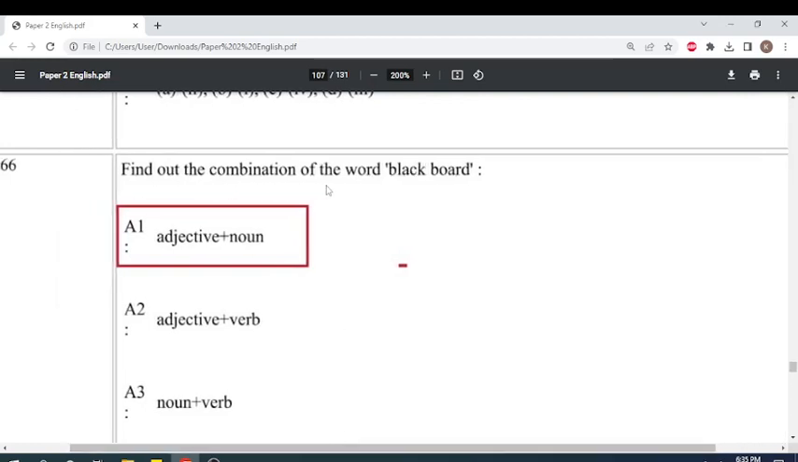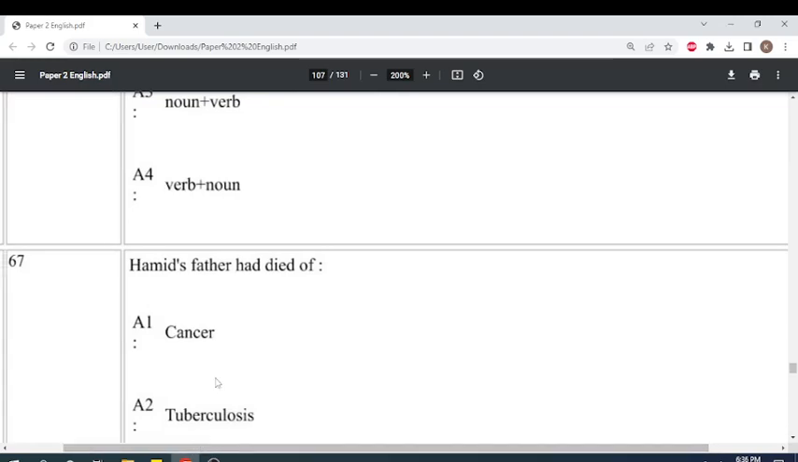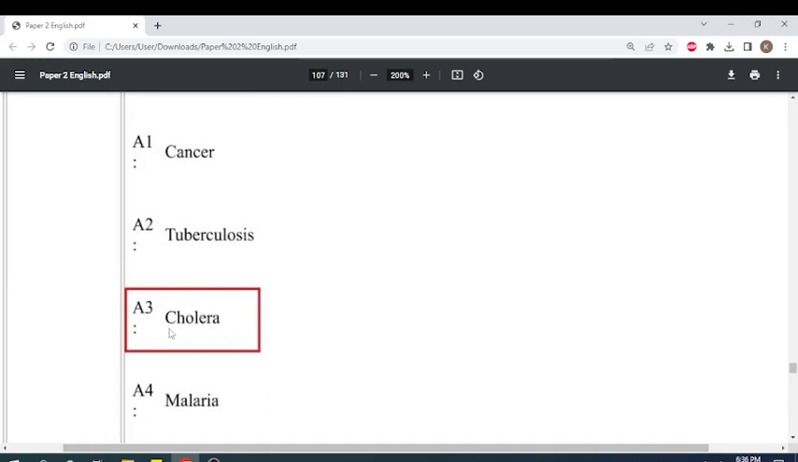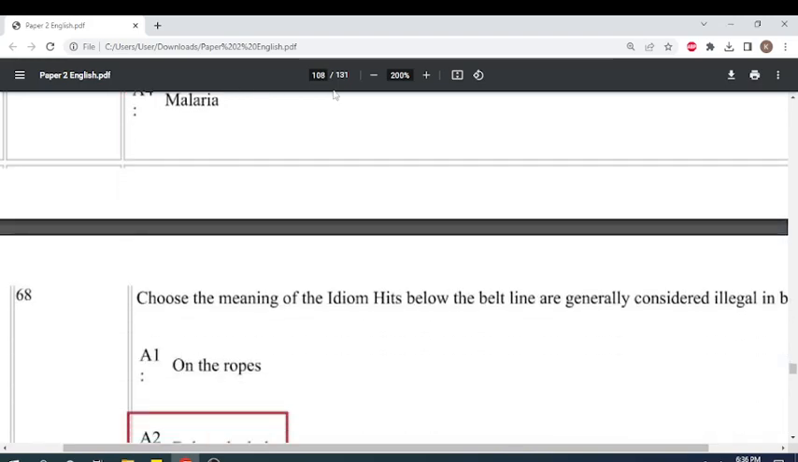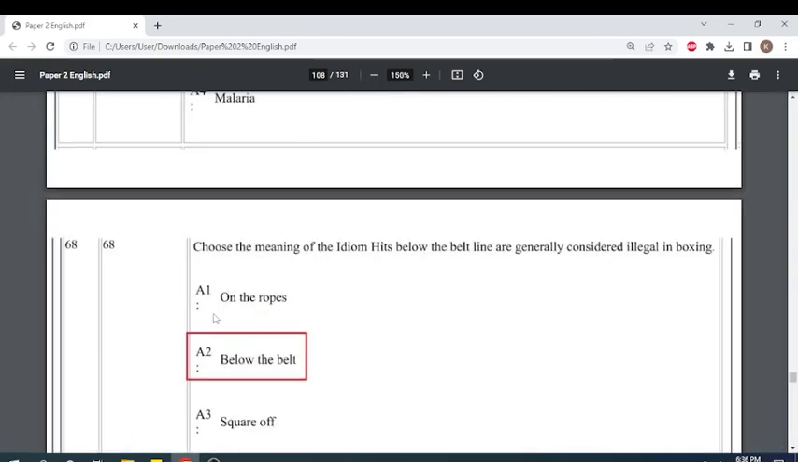66. Find out the combination of the word blackboard. Answer A1, adjective plus noun. 67. Hamlet's father had died of. Answer A3, cholera. 68. Choose the meaning of the idiom: hits below the belt lines are generally considered illegal in boxing. Answer A2, below the belt.